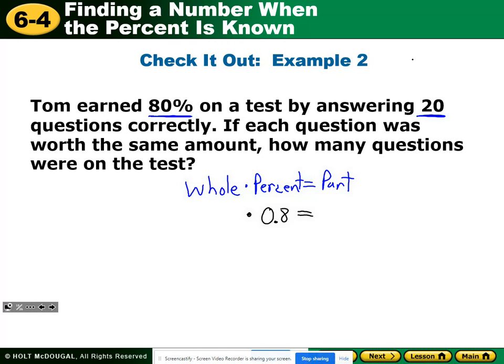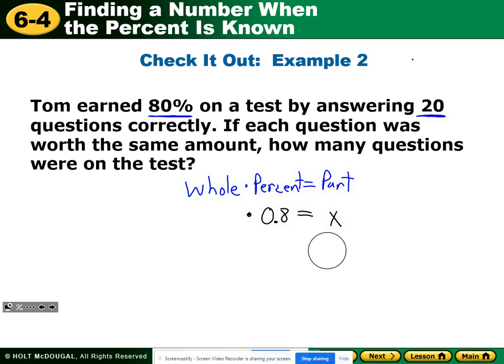Then that 20, is that representing the 80% that I got correct, or is that representing the whole amount of problems on the test? The whole amount of problems on the test. There are 20 whole problems on the test? And we don't know what part 80% is. Tom earned an 80% on the test by answering 20 questions correctly. The 80% was what he got correct, right? How many questions did he get correct? 20. Do you see that? Okay. Good.